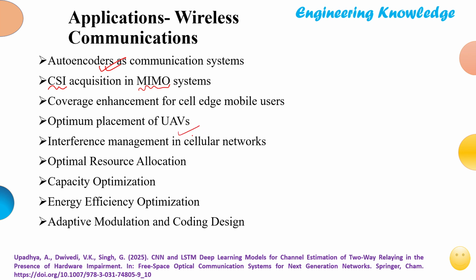For unmanned aerial vehicles, where they should be placed to achieve the best throughput, use the minimum power and give less latency, that placement can be done automatically based on deep neural networks. If there are interferences in the system, they can be neglected. Capacity optimization, energy efficiency optimization, adaptive modulation and coding. Here also everything will be automated. There will be a model that will understand the features and the labels. Remember, the features are input and the labels are output, and on that basis it will work.